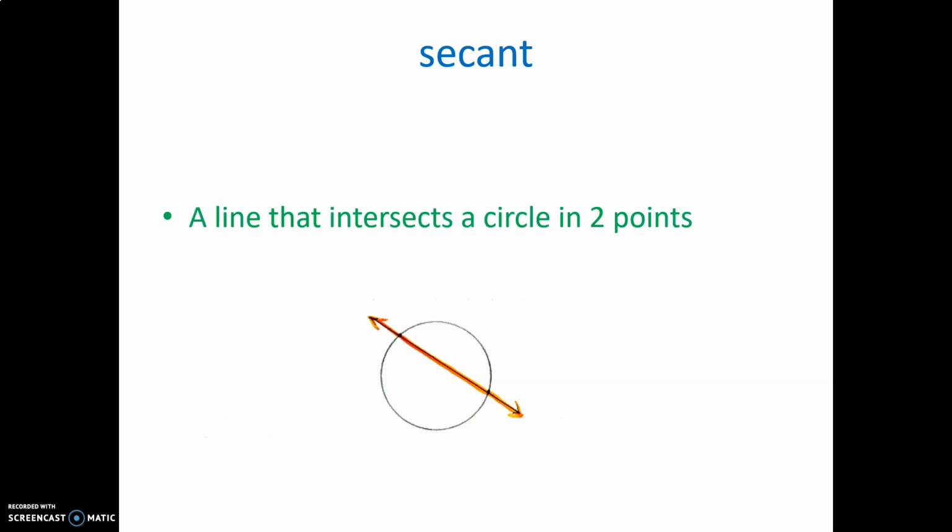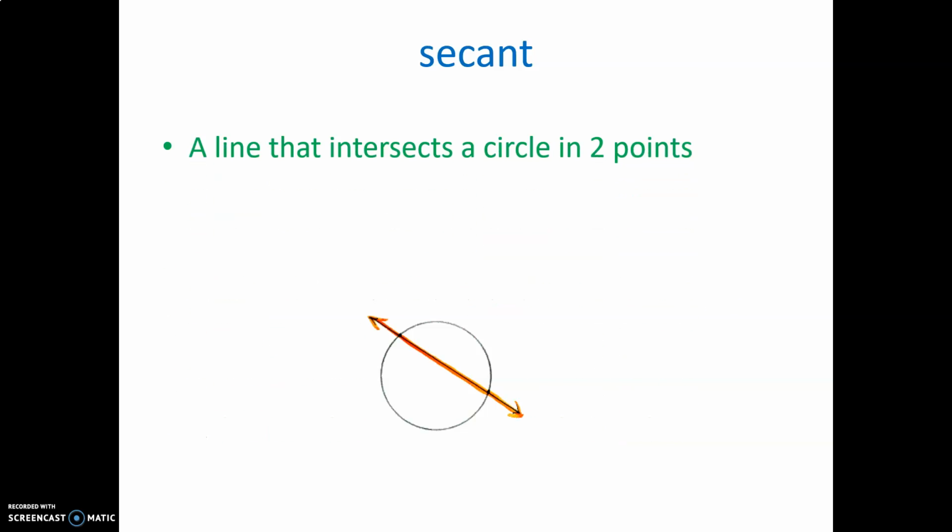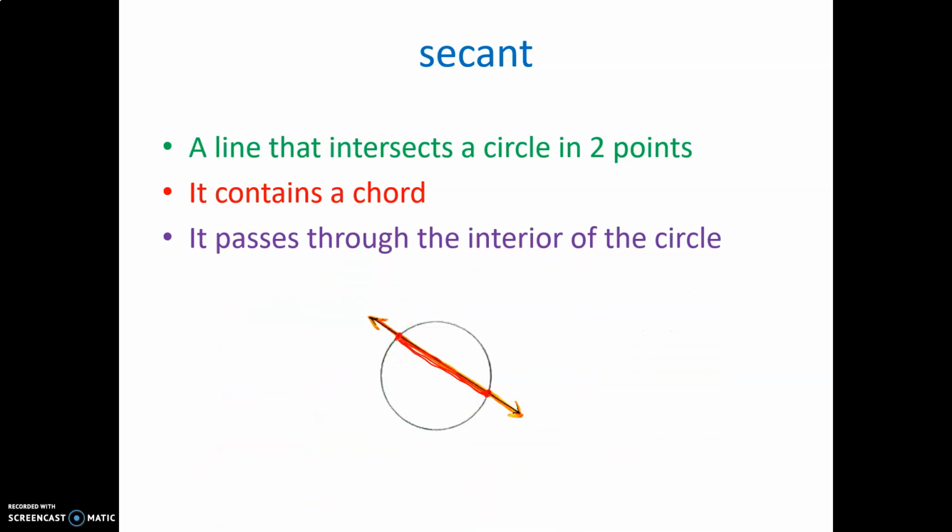A secant is a line that intersects a circle in 2 points. Remember, a tangent is a line that touches the circle in 1 point. A secant touches it in 2 points, here and here, for example. It contains a chord. So between those two endpoints is actually a chord. And it passes through the interior of the circle. So it's not inside, it goes through it.